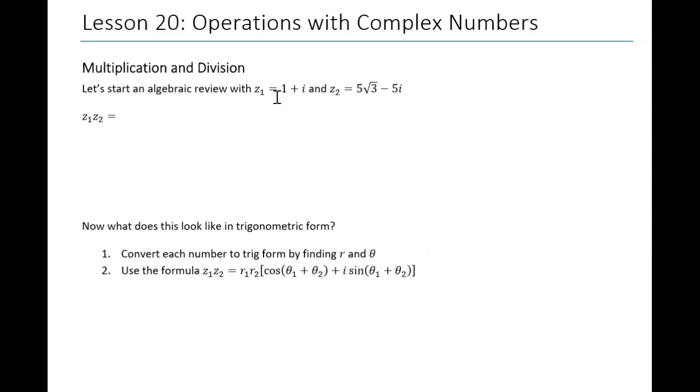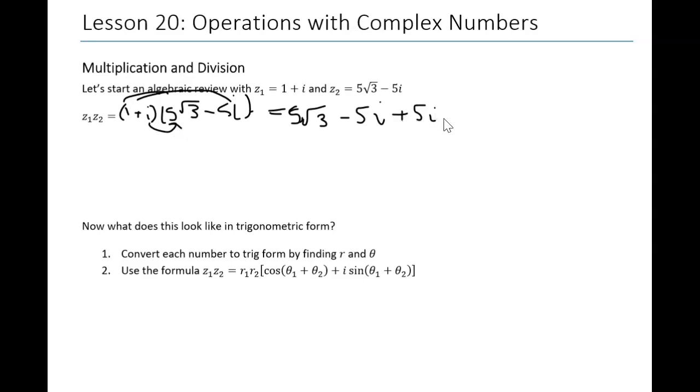If you had z1 equals 1 plus i, and z2 equals 5 rad 3 minus 5i, and you wanted to multiply them, you would just use parentheses, and you would distribute each term for 4 terms total. So we're going to do 1 times 5 radical 3, 1 times negative 5i. Then we're going to come down and do i times 5 radical 3 and i times negative 5i.